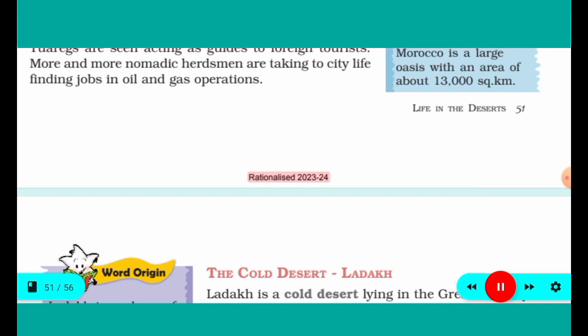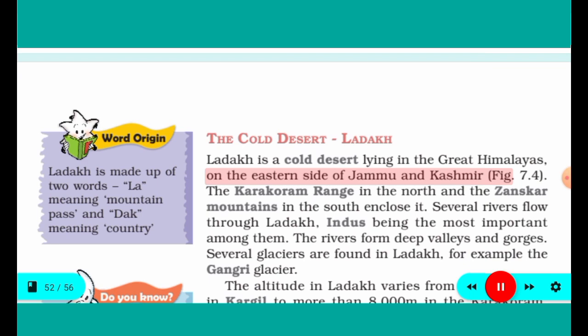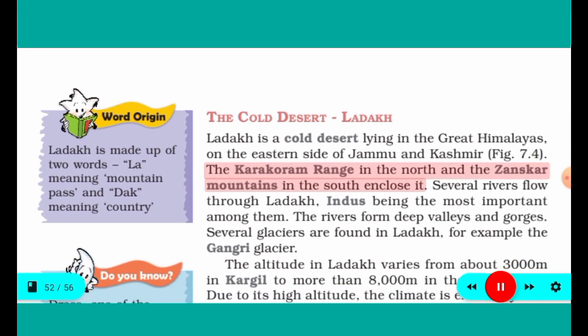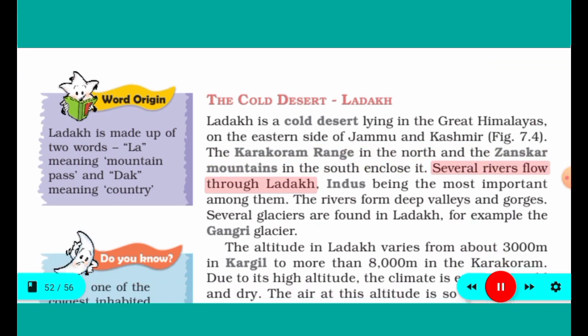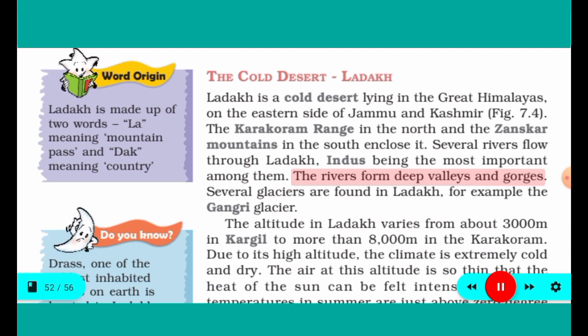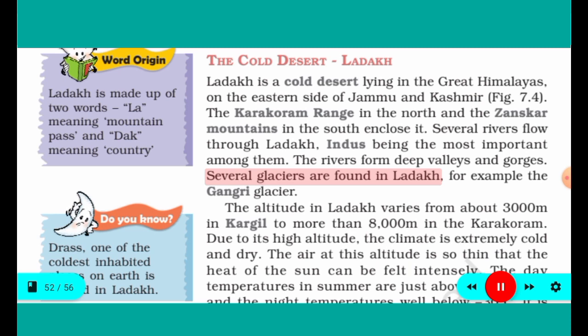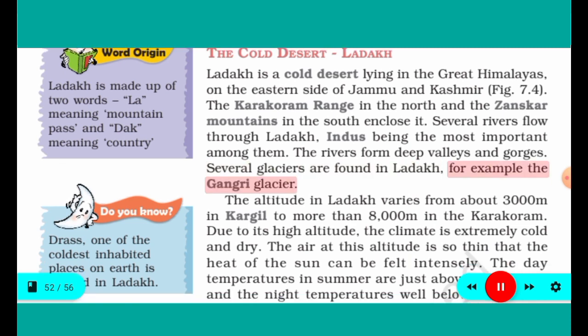Our environment. The cold desert. Ladakh is a cold desert lying in the Great Himalayas, on the eastern side of Jammu and Kashmir. Fig. 7.4. The Karakoram Range in the north and the Zanskar Mountains in the south enclose it. Several rivers flow through Ladakh, Indus being the most important among them. The rivers form deep valleys and gorges. Several glaciers are found in Ladakh, for example, the Gangri Glacier.